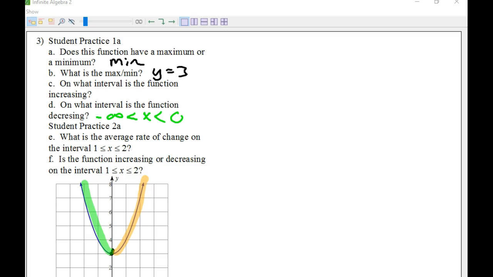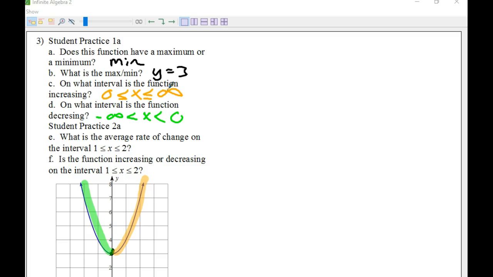So let's talk to Rowan. On what interval is it increasing? 0 is less than or equal to x. Yeah, you don't need the equal to's, but that's fine. So this one starts increasing at 0, and then it keeps increasing up to infinity. So there's your intervals. Okay? So that's maxes, mins, intervals of increase and decrease.